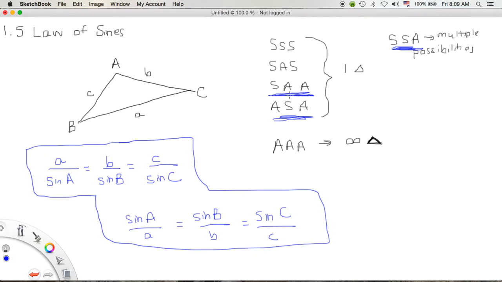We use it when we have a situation where we're given a side length and two angles and we want to find the rest of the things in the triangle. Or we're given an angle and a side length and another angle and we want to find the rest of the things. Or side, side, angle. Those are our three times when we're going to use the law of sines. So let's look at an example.